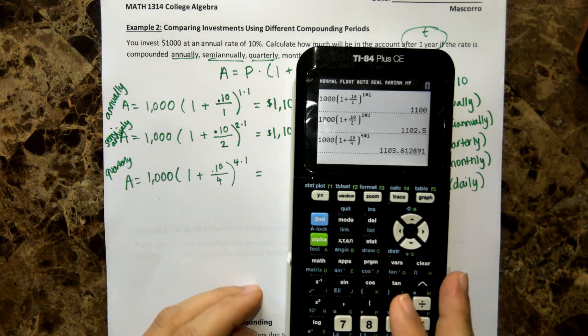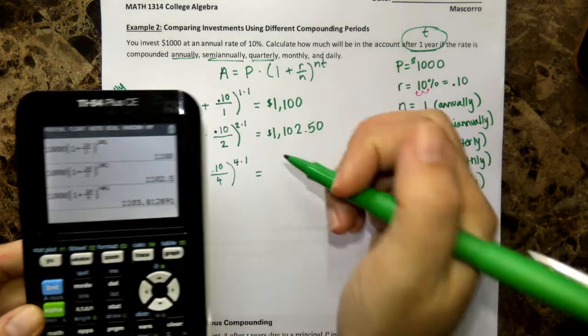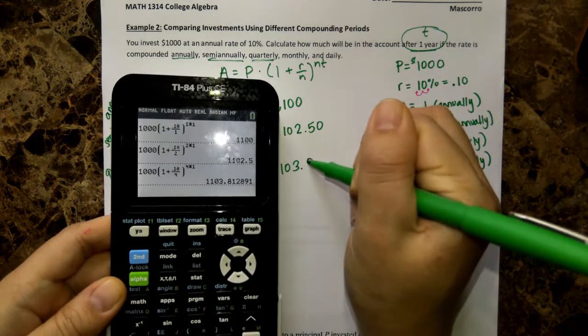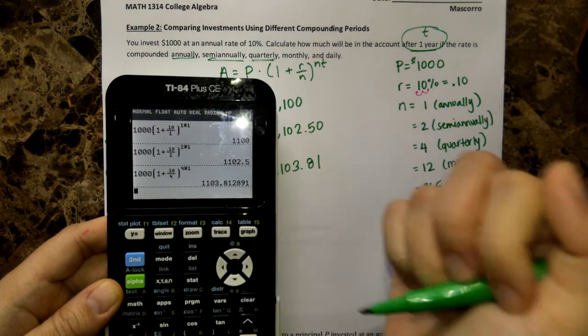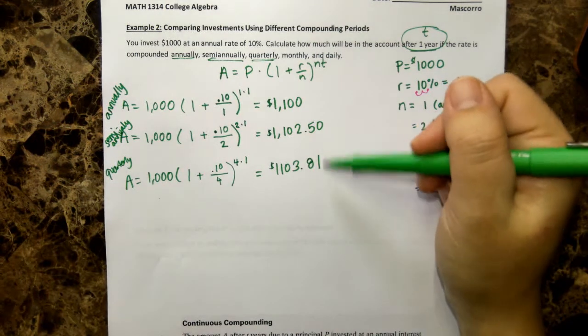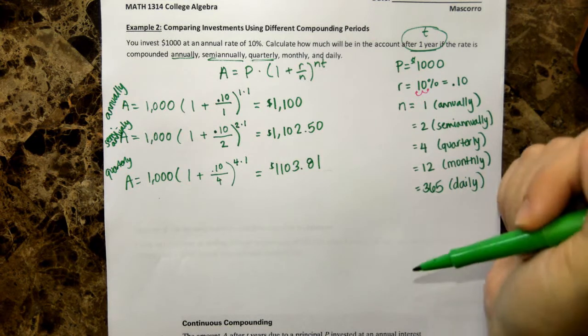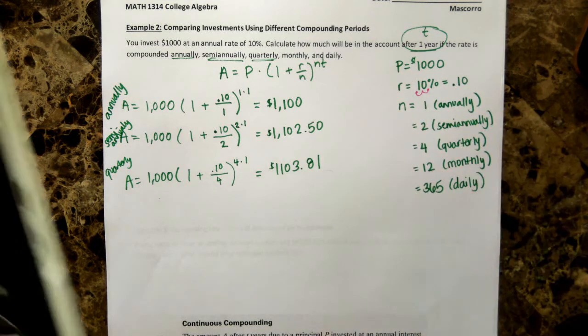And I got $1,103, so $1,103 and about 81 cents because I know I'm rounding. Okay. So you can see the more times that they compound the interest, the more money that you're going to have, which is really nice.